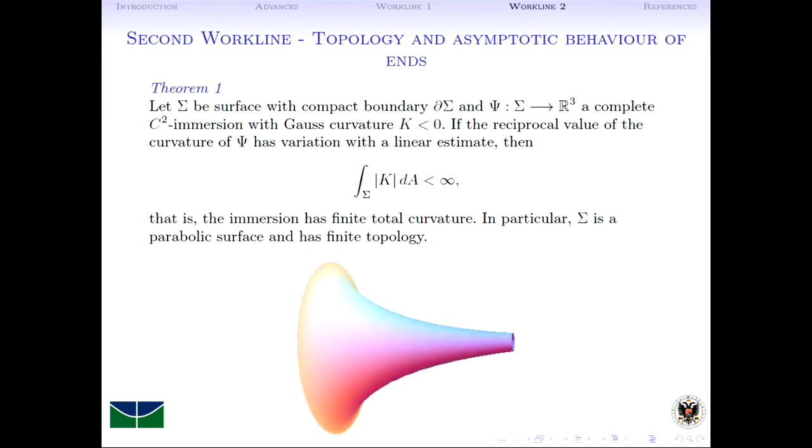The main results of this work are the following. We have a surface with compact boundary, immersed, complete, with negative curvature, in the weak conditions of Efimov. Then the total curvature is bounded, and in particular the surface is parabolic and has finite topology.